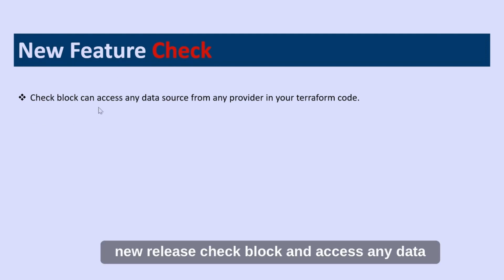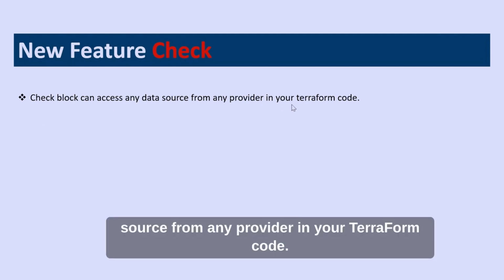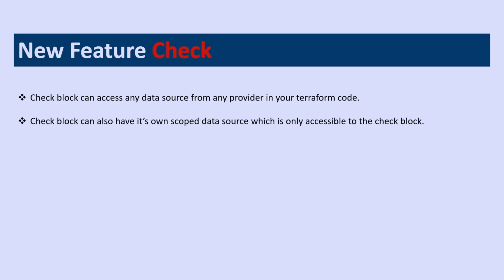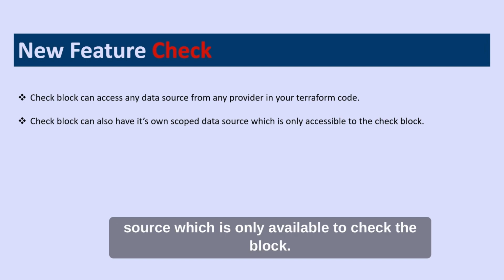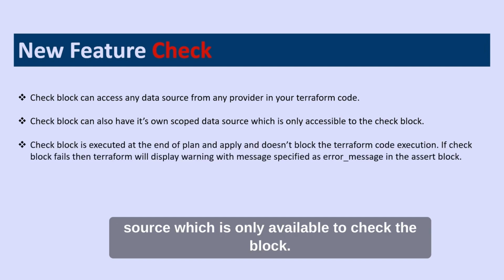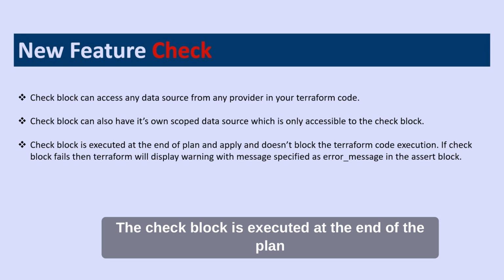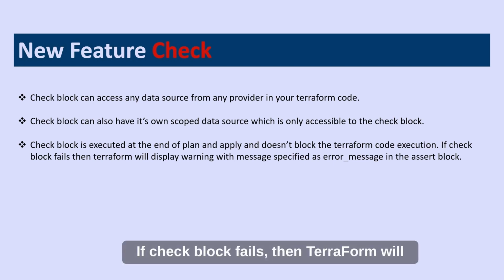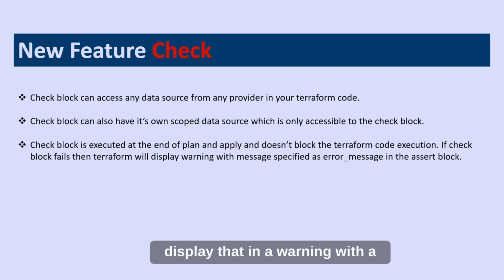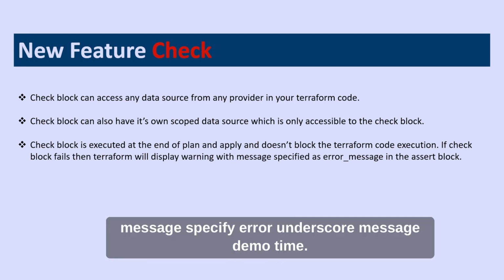The check block can access any data source from any provider in your Terraform code. The check block can also have its own scoped data source, which is only accessible to the check block. The check block is executed at the end of the plan and apply and does not block the Terraform code execution. If the check block fails, then Terraform will display that in a warning with a message specified in error_message.